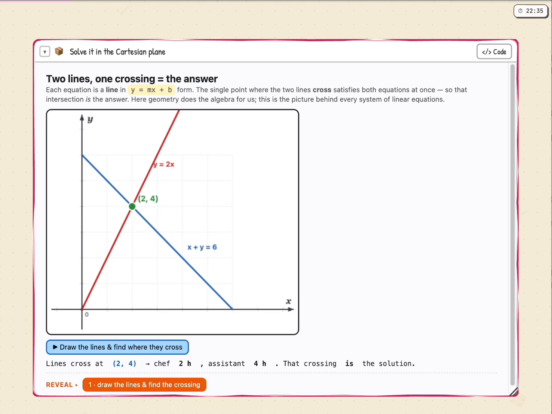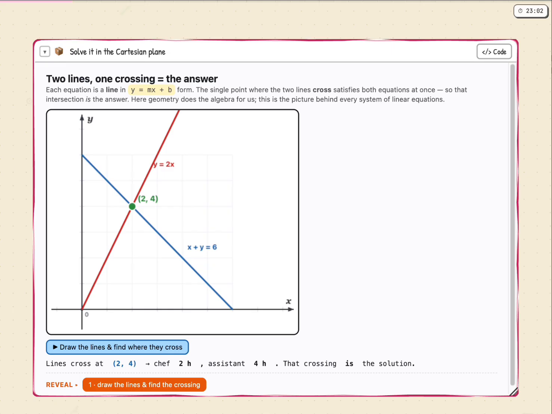The chef worked 2 hours, the assistant 4. We didn't do any algebra. We let the geometry do it for us. And that is a profound shift. We just solved a problem not by manipulating symbols, but by moving into a space, the Cartesian plane, where the answer is simply the place two lines meet. We now know we can solve problems by choosing the right space to put them in. Hold on to that, because it's the whole reason linear algebra exists.